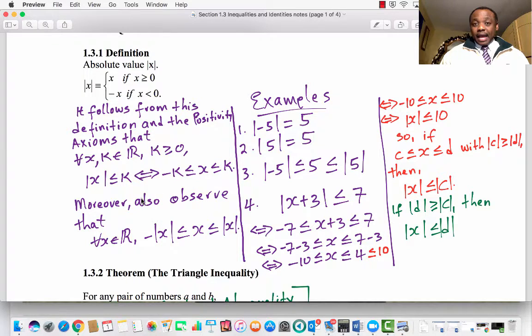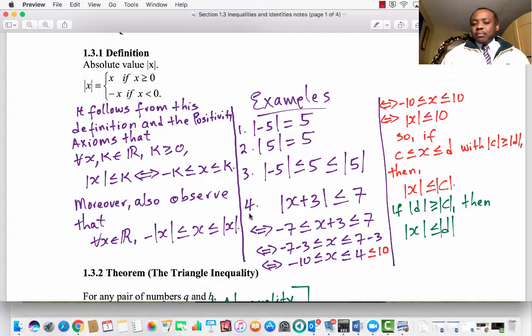Moreover, I need you to also observe that for any real number x, negative absolute value of x is less than or equal to x, which is less than or equal to the absolute value of x. Once more, I need you to remember this inequality because we would come back to it.